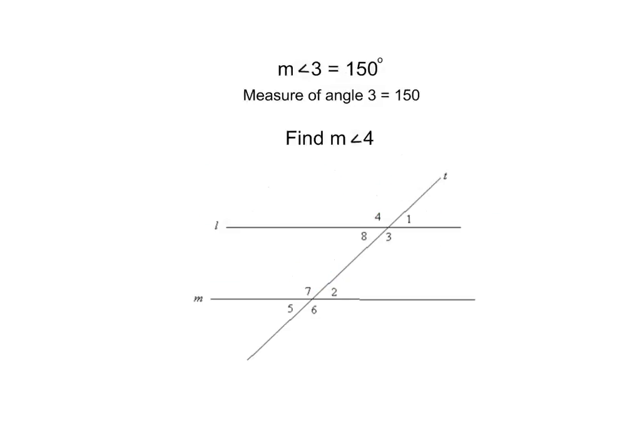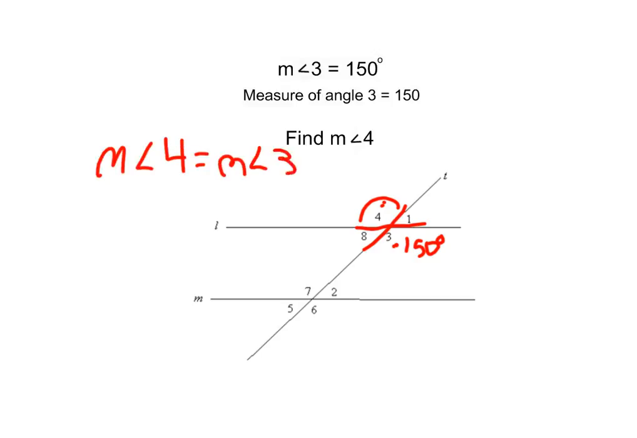And to solve for a vertical angle, we just have to apply what we know. If we know the measure of angle 3 is 150 degrees, and we're looking for this angle here, angle 4, we know that these two are vertical angles. If I look at this x here, they're on opposite sides of it. The fact that they're vertical angles tells me that the measure of angle 4 is going to be the same as the measure of angle 3, so both of those are going to be 150 degrees for my vertical angles.